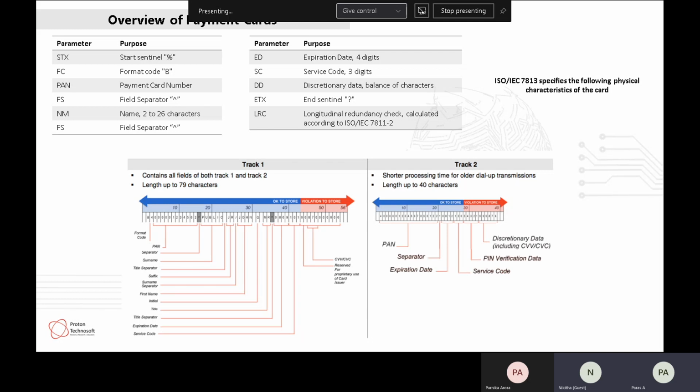Can you tell me the difference between track 1 and track 2 again? I missed it. Okay, sure. If you look at track 1, it contains one extra element, between 2 to 26 characters in length, which is the NM parameter, the name. In track 2, you don't see that name here.